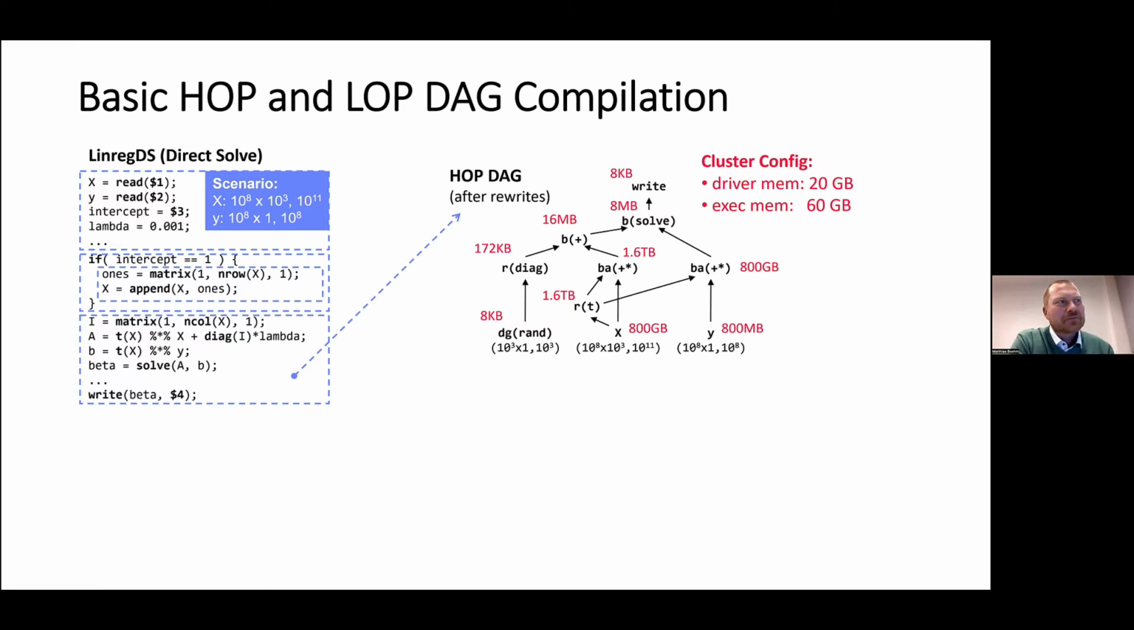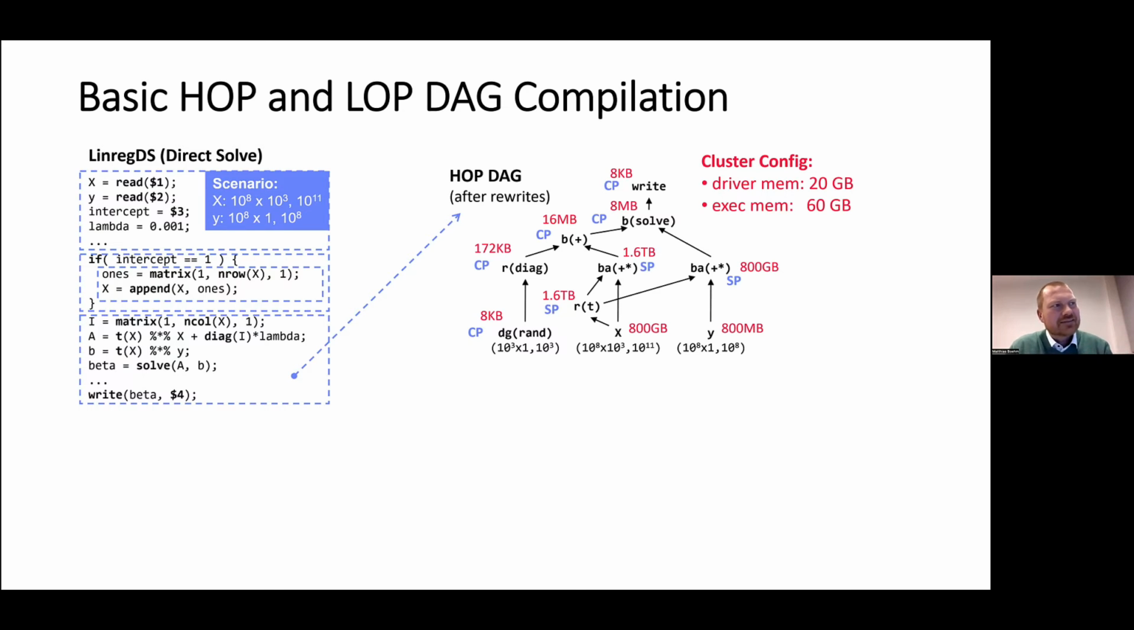Based on this dimension information, we can then compute memory estimates. What would be the pinned size in memory if we were to execute this locally, which requires to essentially pin the inputs, pre-allocate the output, and keep all that simultaneously in memory. And then we can compare those memory estimates against our cluster configuration, where we have potentially a driver memory of 20 gigabytes here. And then in a very fine-grained manner, actually select local versus distributed operations for those individual operations.